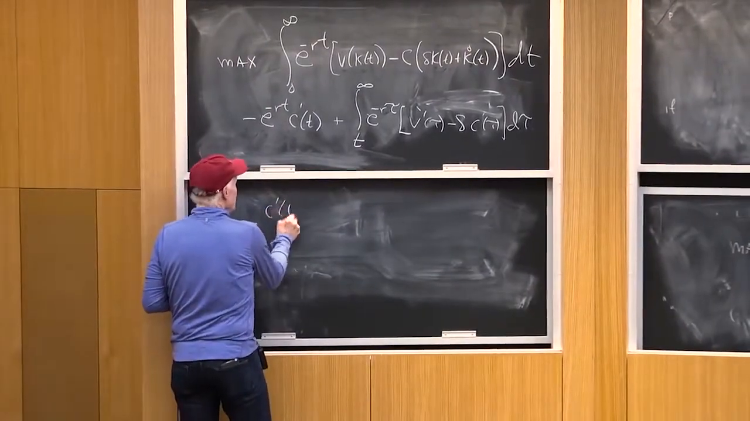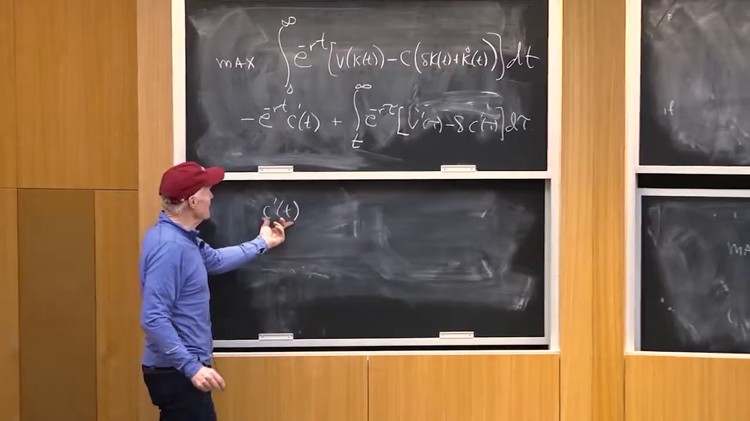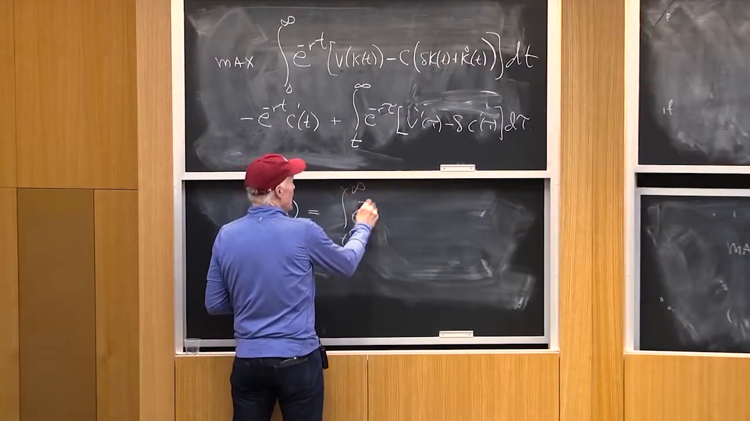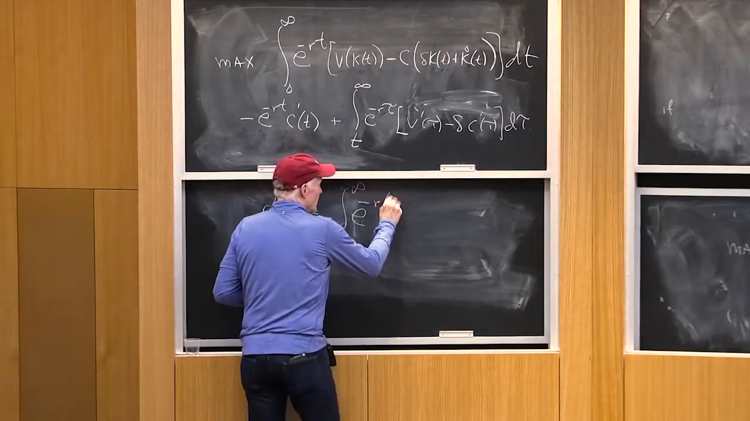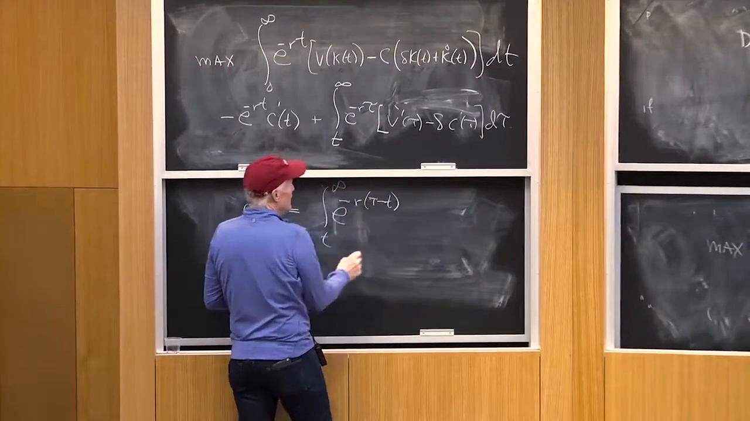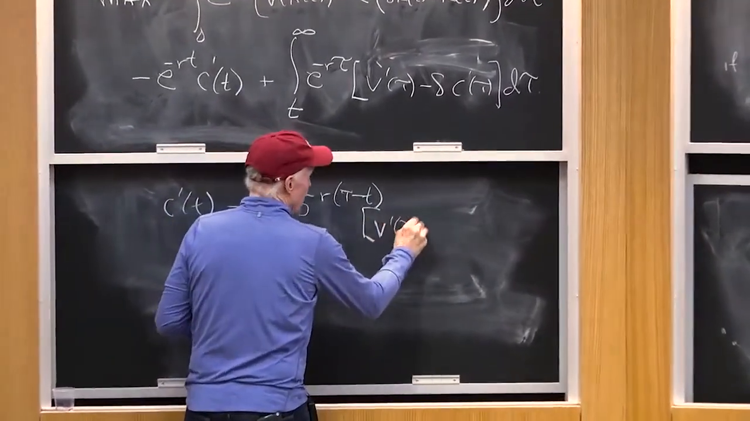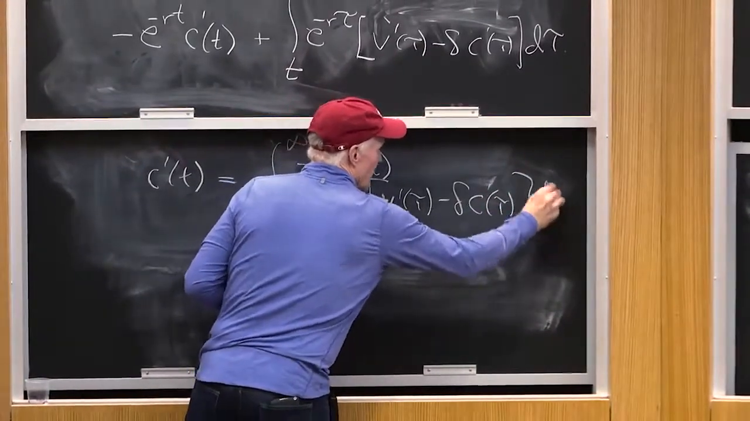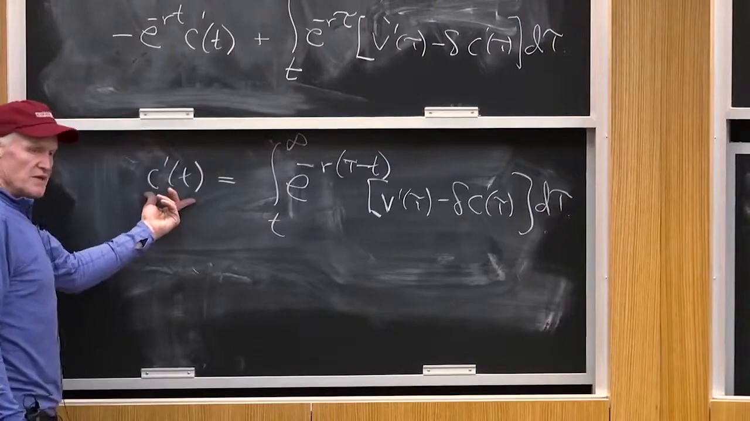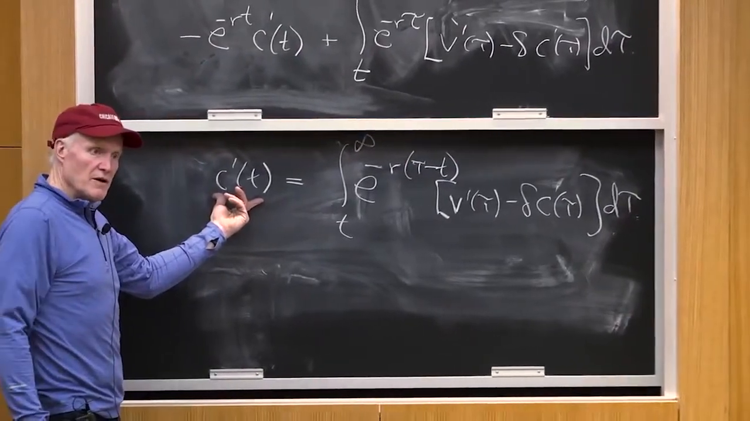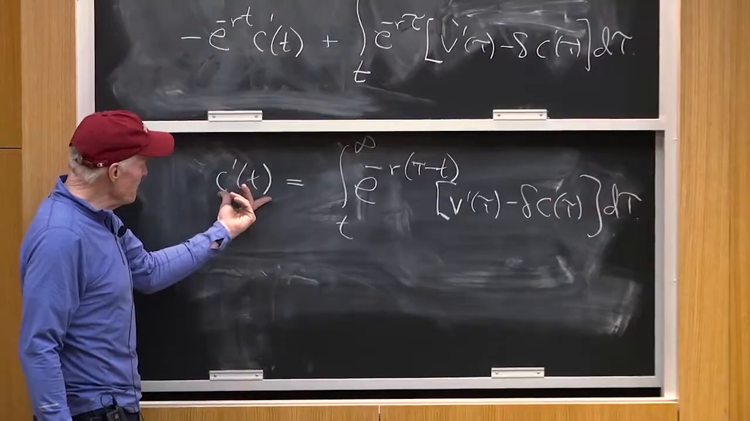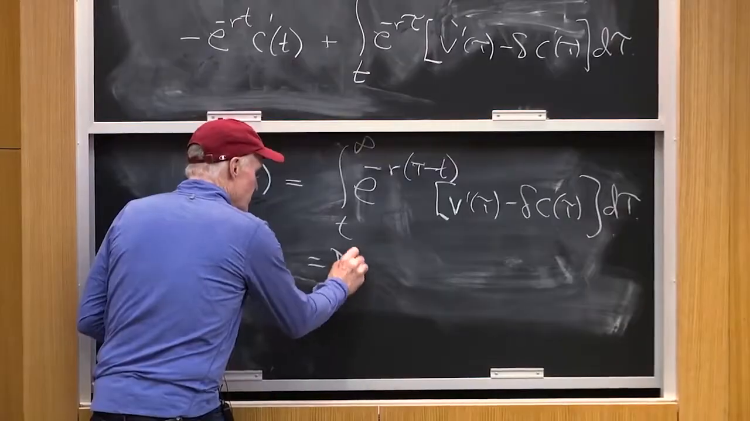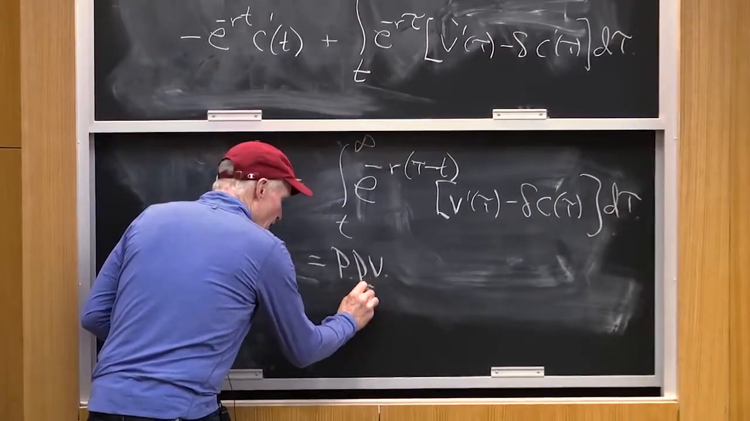And that's the answer to your question. In this case, c prime of t, which is the marginal cost of investing at date t, has to be equal to the integral from t to infinity, e to the minus r tau minus t, v prime of tau minus delta c prime of tau, d tau. Okay? This, of course, is my marginal cost. So the marginal cost of producing a unit of capital equals a present discounted value at r.